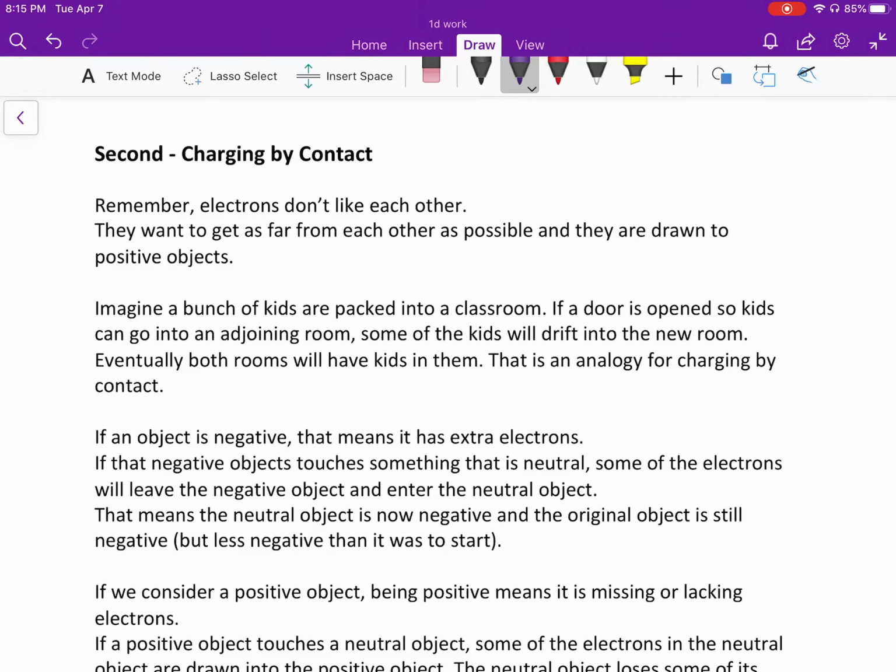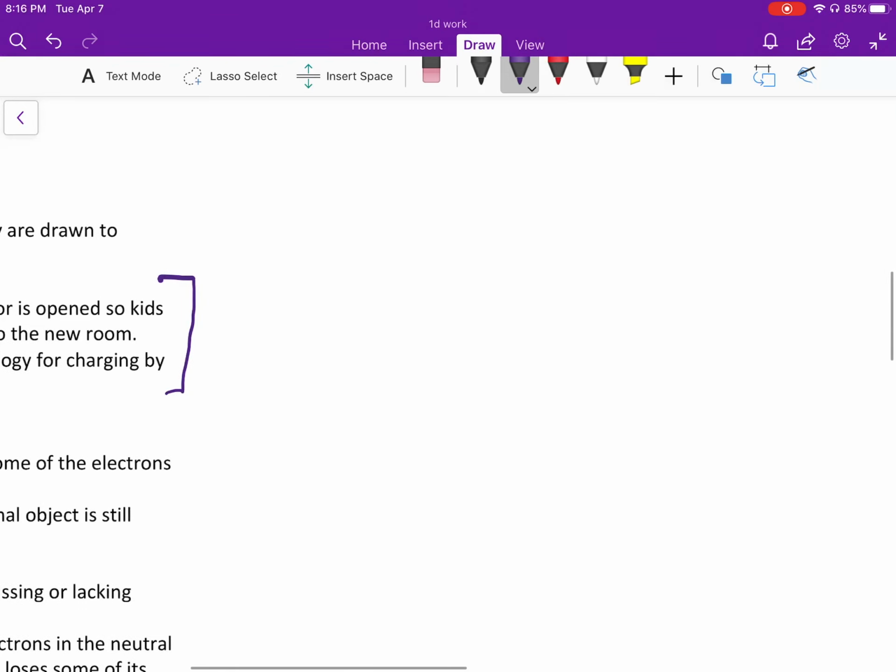The second part of static electricity is charging by contact. I've got a little story here. Again, hopefully you've read it. But in those good old days where we had a lot of kids in classrooms, if we opened up a space, kids would naturally drift out of the space into the new space. That's kind of like charging by contact if we started off with something negative.